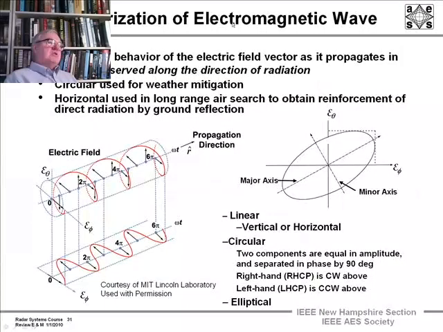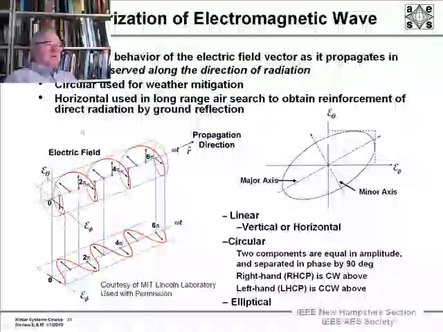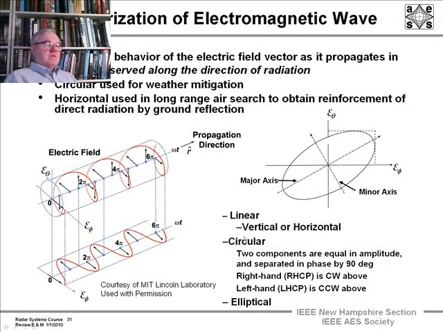Now the polarization of an electromagnetic wave is defined in the following manner. It's defined as the behavior of the electric field as it propagates in time, as it's observed along the direction of radiation. And so you can make 3 different general forms of polarization: elliptical, linear, and circular, and circular is just a subset of elliptical, as you'll see when we talk about it.